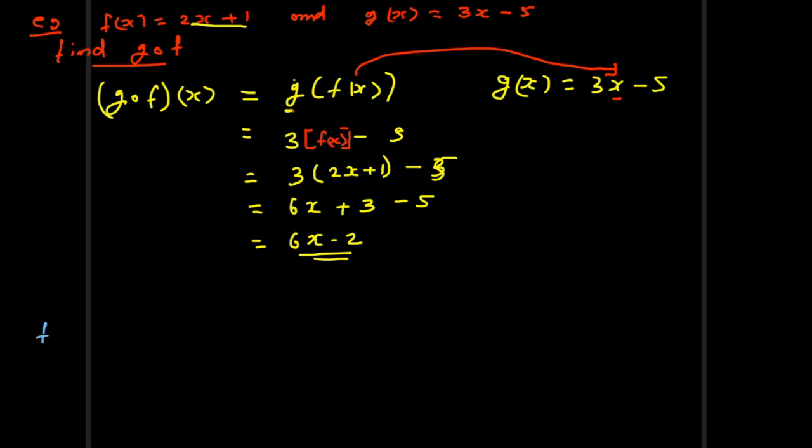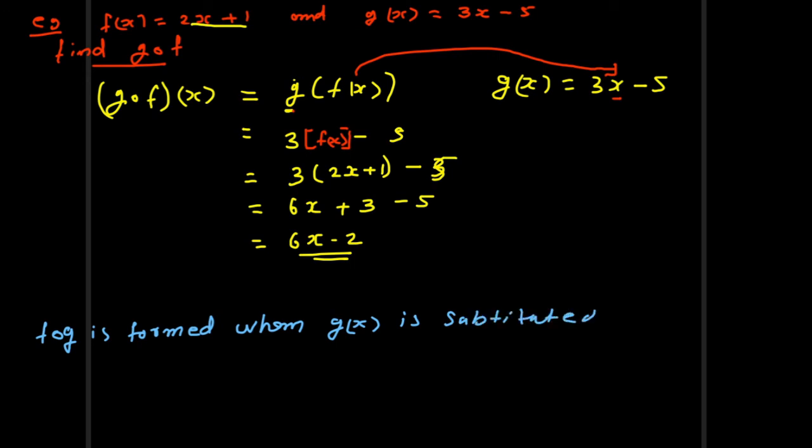Next, f of g is formed when g of x is substituted for x in f of x. Clear? Then f of g is formed when g of x, the inner function, is substituted in the outer function.